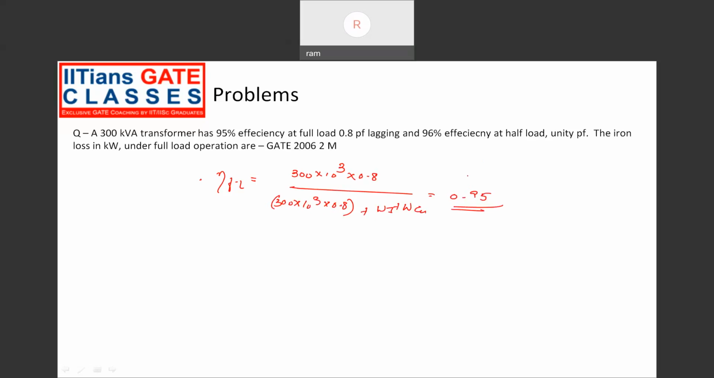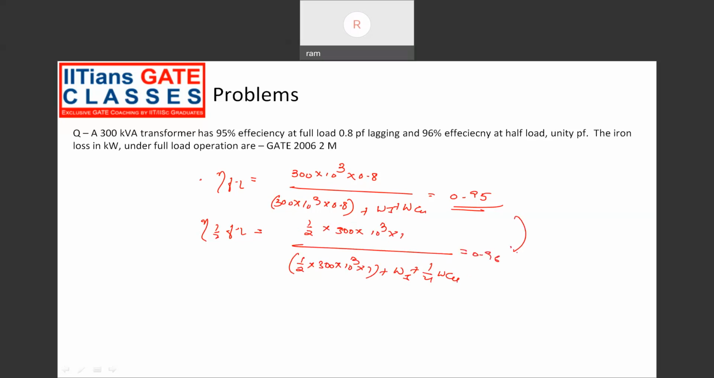That they have given us as 0.95. They also have given us efficiency at half full load equal to half into 300 into 10 cube into 1, by half into 300 into 10 cube into 1 plus losses. But at half full load the iron losses will be the same, and copper loss is 1 by 4 times the copper loss. So that is 0.96. If we solve these two equations, we can get iron loss equal to 4.1 kilowatt and copper loss equal to 8.5 kilowatt.